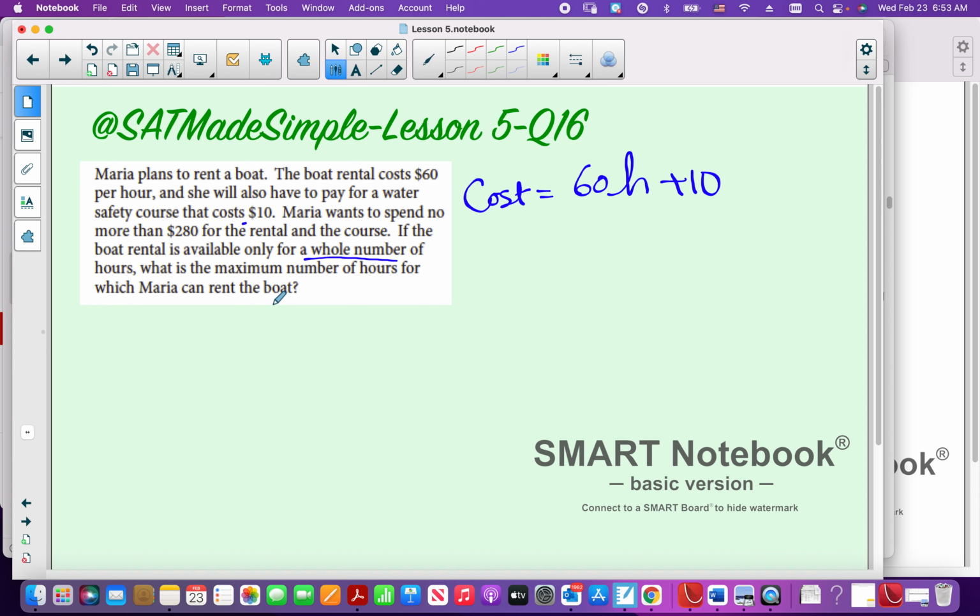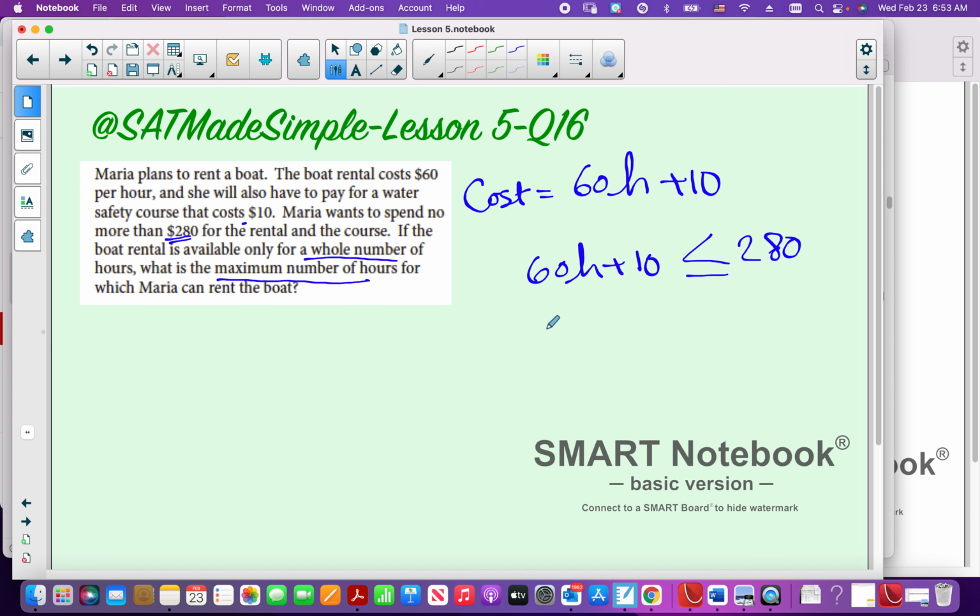However, Maria wants to spend no more than $280. No more than means less than or equal. So now I have my inequality, and I need to solve for H. What's the maximum number of hours which Maria can rent the boat under these constraints?